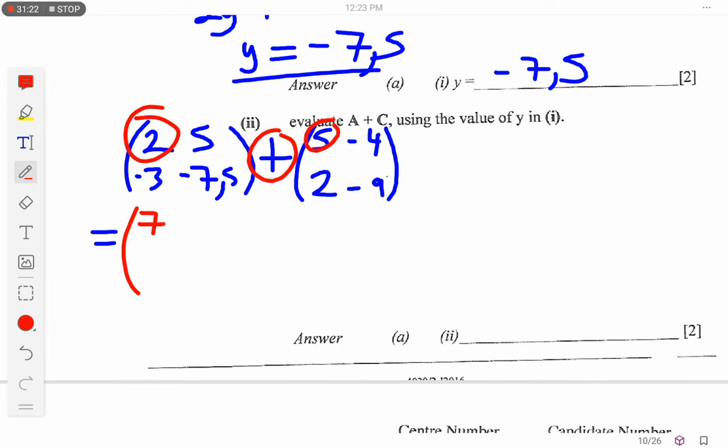5 plus minus 4, we get a 1. Minus 3 plus 2, we get a minus 1. Minus 7.5 plus minus 9, we get minus 16.5. Okay, so this is our final answer. Let's move on to the next question.